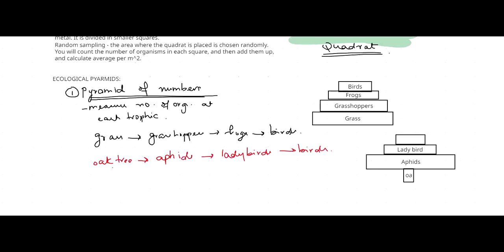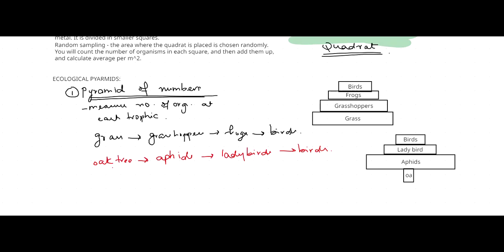A pyramid should be wide at the bottom and narrow at the top. This does not look like a pyramid. There's only one oak tree, right? So this is the problem with a pyramid of numbers. It's not a very accurate representation. It does not give you a very accurate result, okay? But why? Because it is very much possible that there's only one producer and there are a lot of consumers. So a pyramid of numbers, yes, is one of the ways to study ecology, but not always reliable.